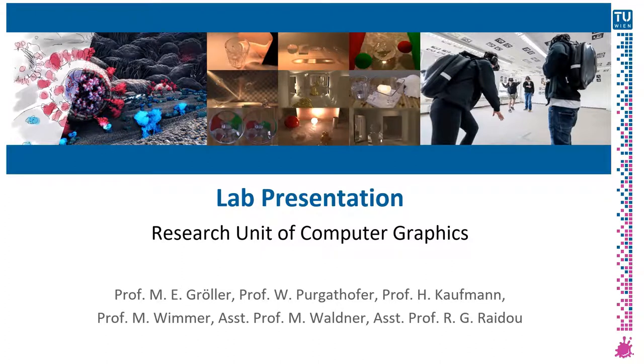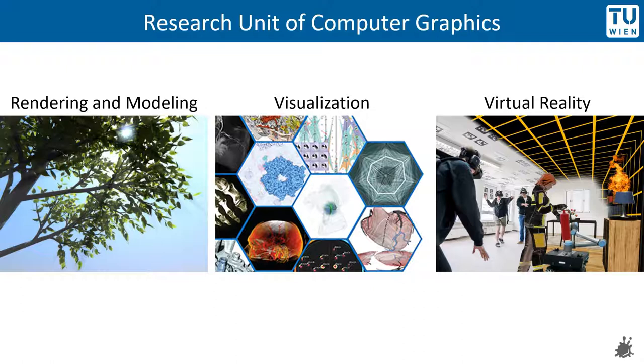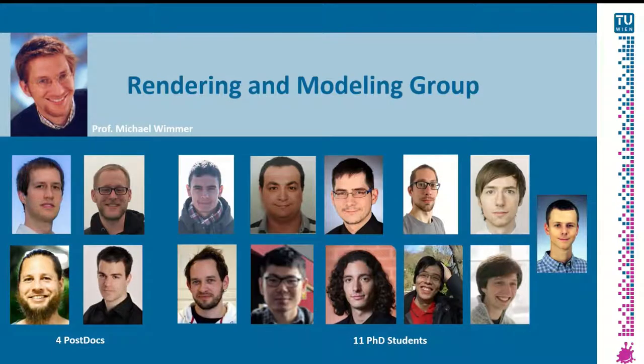The research unit of computer graphics at TU Wien comprises three subgroups: the rendering and modeling group, the visualization group, and the virtual reality group.